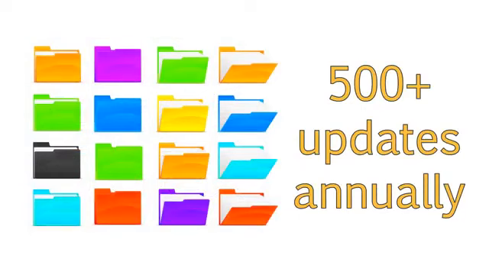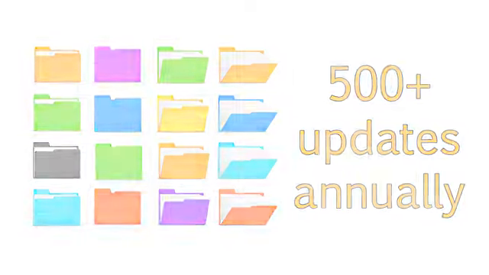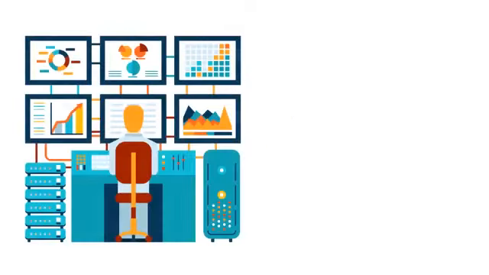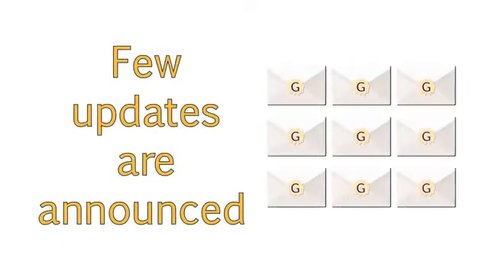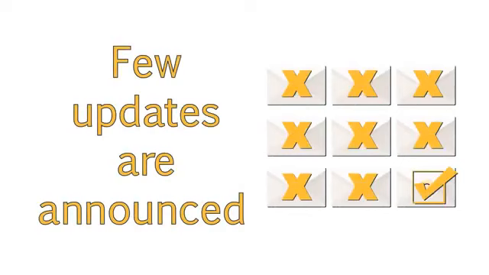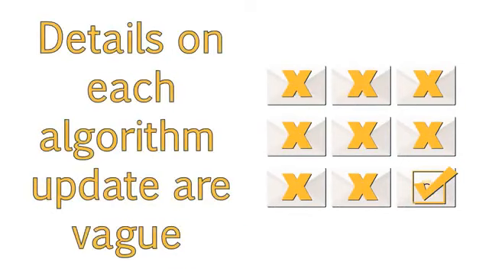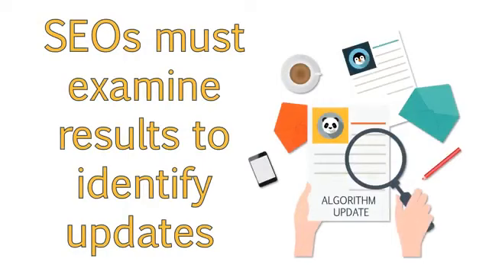Because there are so many updates, we have to rely on ourselves to notice these changes and how they impact search results. Google will only announce a small percentage of the updates they make, and in general, they're very vague about what exactly is being updated and when. It is very important to remain vigilant of changes to search engine results so you can get an idea of when an update has occurred, what the change might have been, and whether or not you need to make changes to your website.